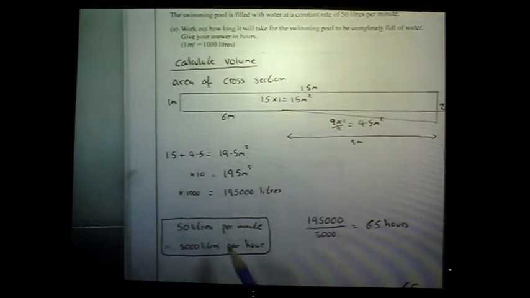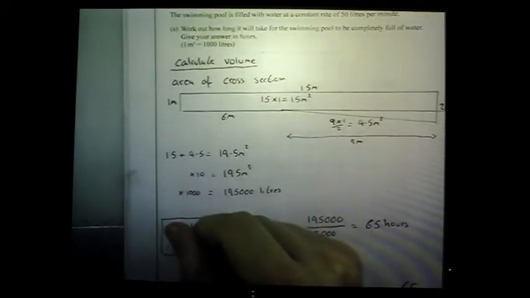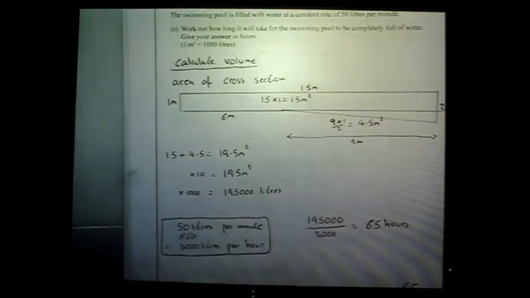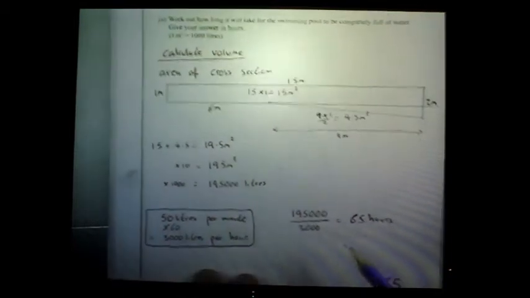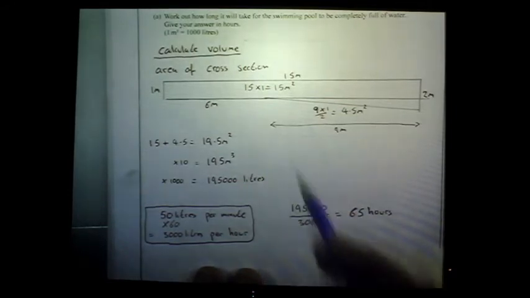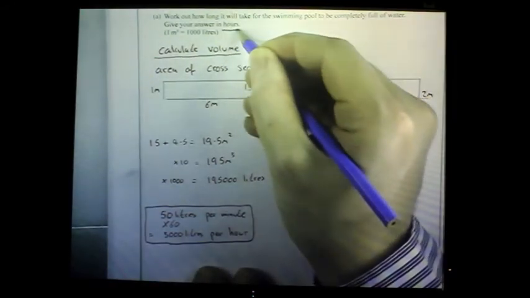We're told that it fills up at a rate of 50 litres per minute, which is 3,000 litres per hour. I've done that because I've done 50 times how many minutes in an hour? 60. So it's 3,000 litres per hour. So in total, I need 195,000, and it's filling up by 3,000 per hour. So divide those two, and you get 65 hours as your answer. It does say up here also to give your answer in hours.